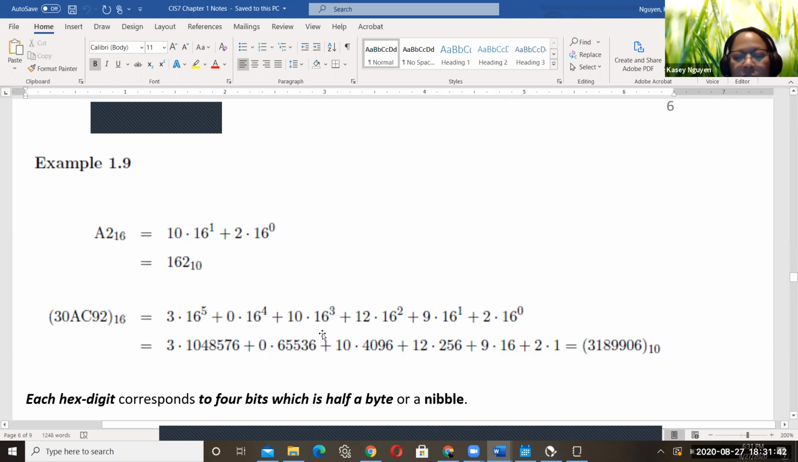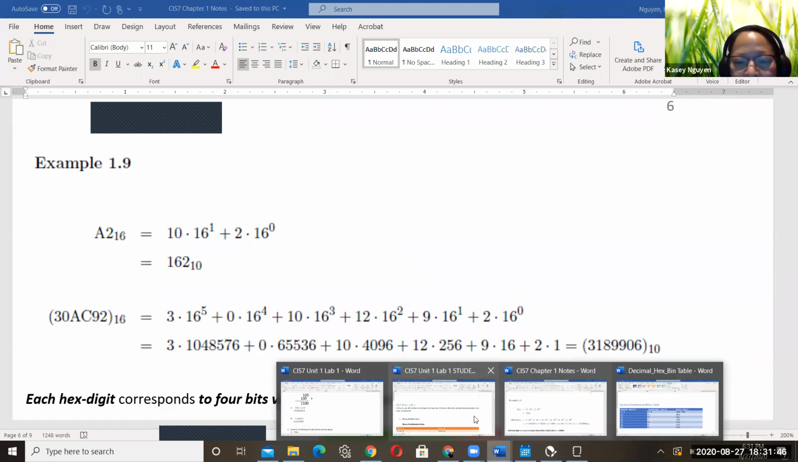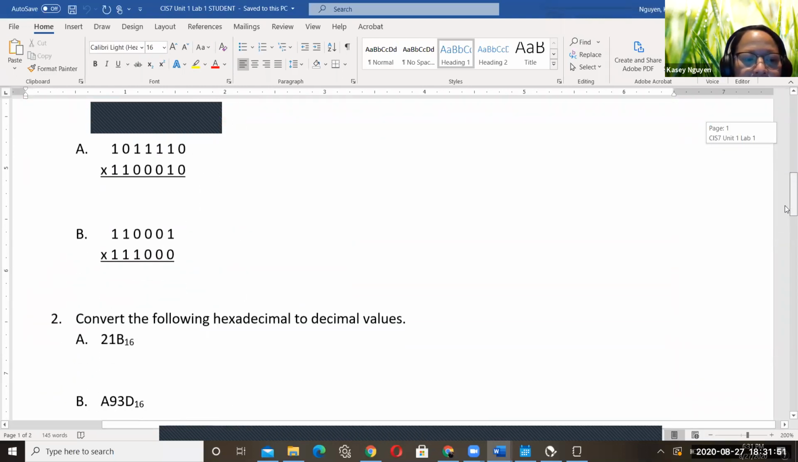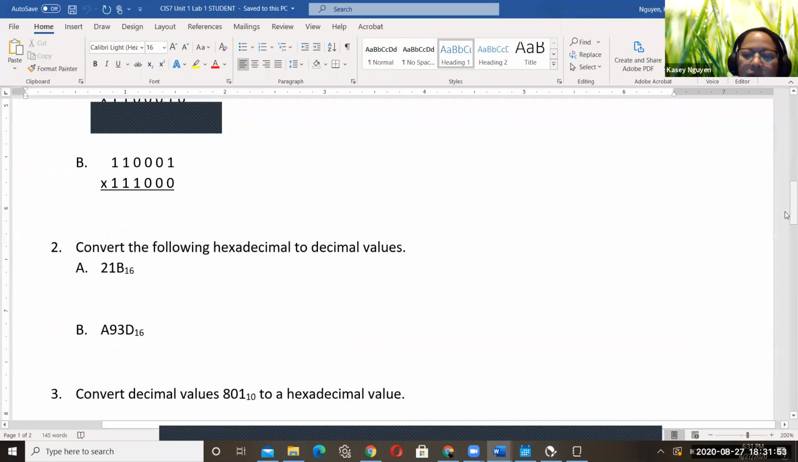Okay, so now we are going to take a look at the next exercise, number 2.